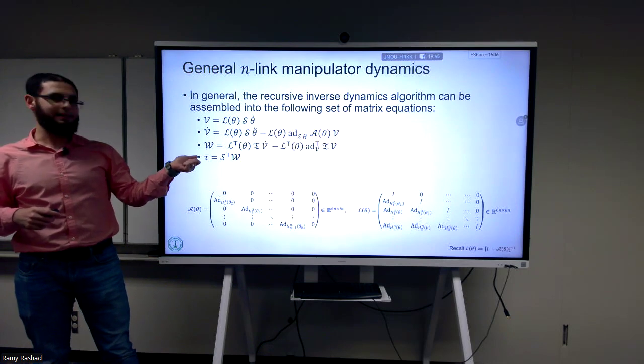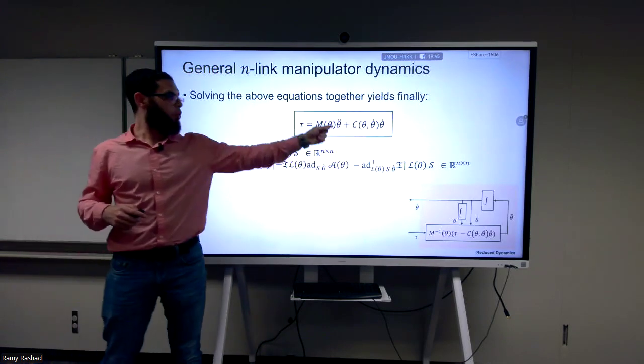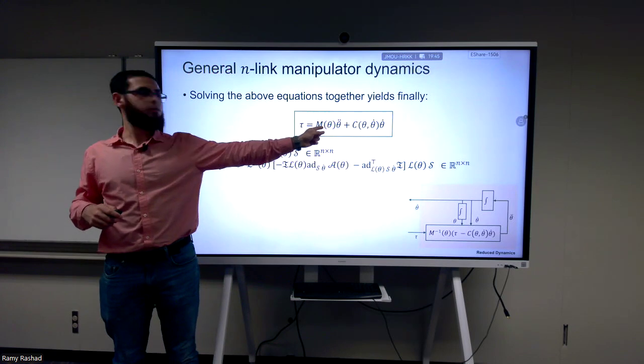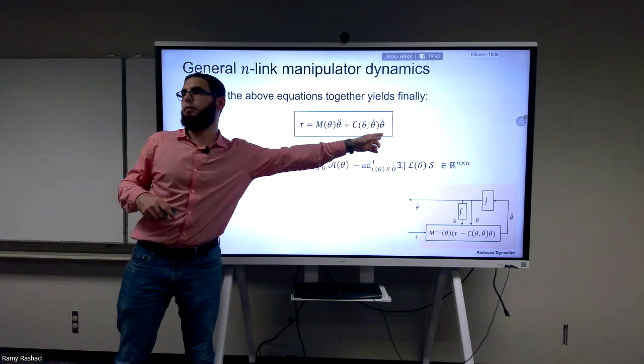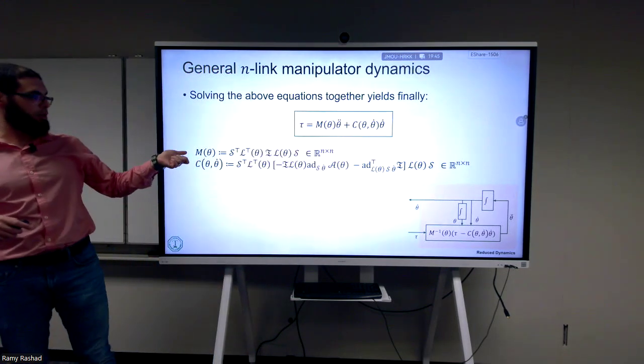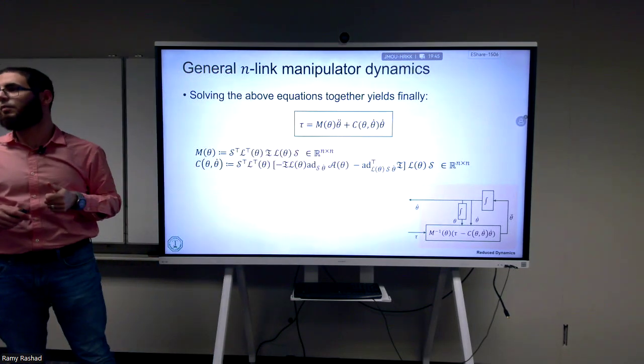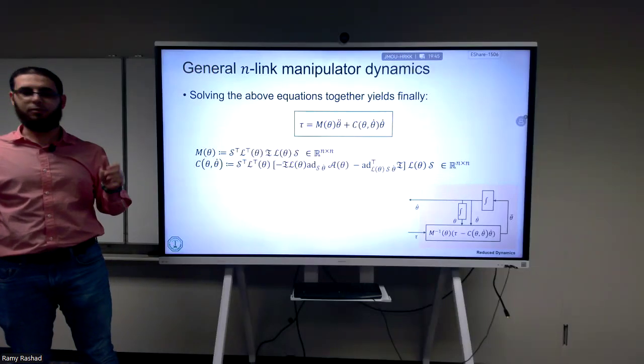You're going to get in the end that the tau is equal to one big n by n matrix multiplied by theta double dot, and another n by n matrix multiplied by the theta dot. And last time we showed you that the M is given by this expression and the C is given by that expression.